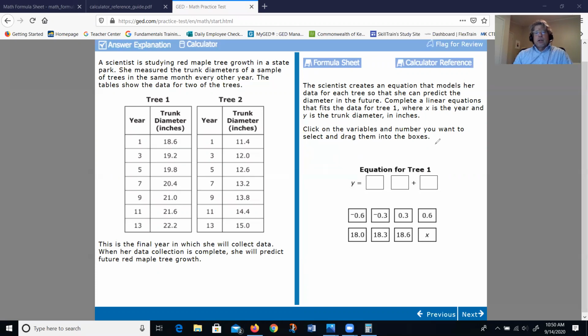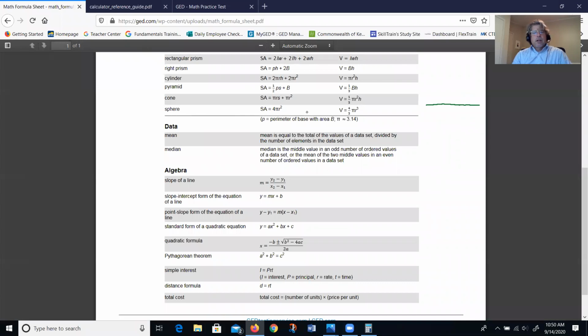So in looking at this, one of the things we pick up on is this word linear equation. That's something that's on the formula sheet. So if we take note of that, on the GED formula sheet, we see down here equation of a line or linear equation. They have this y equals mx plus b.